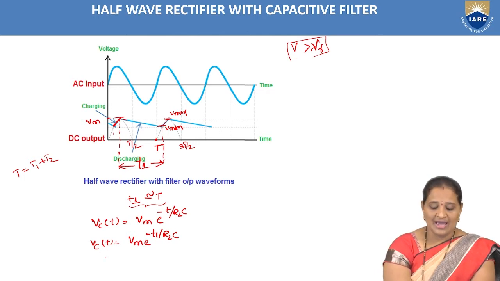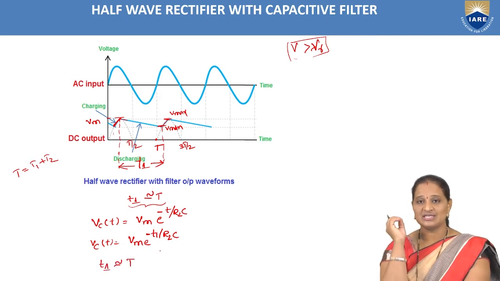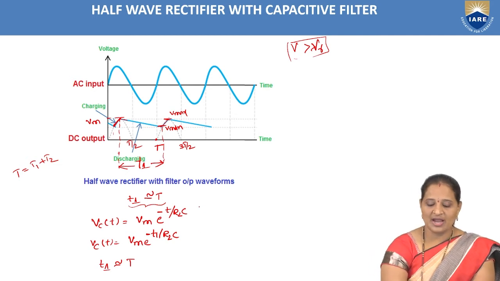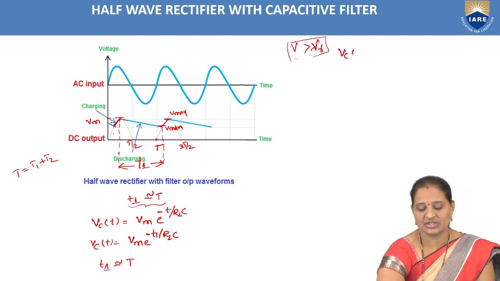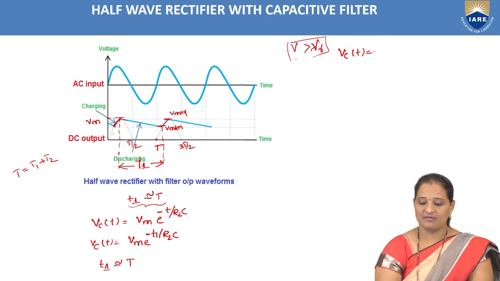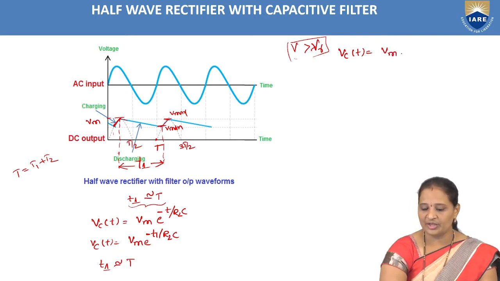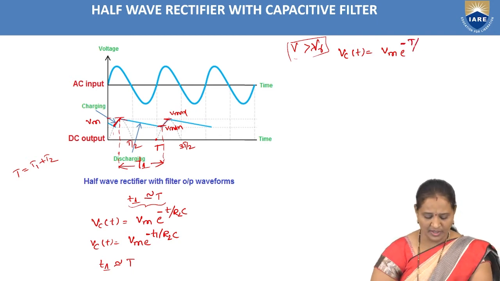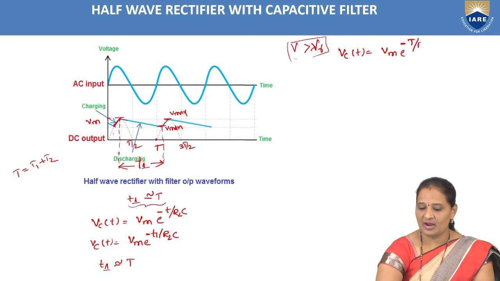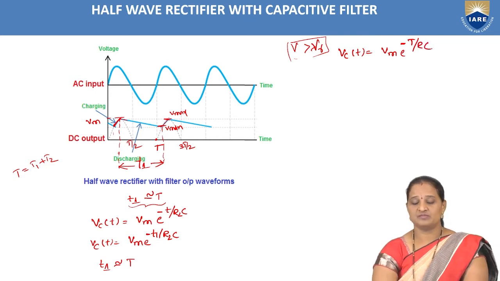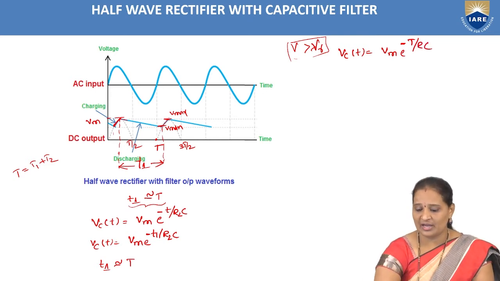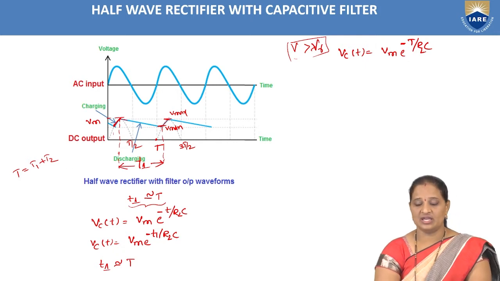Now, as I told you, T1 is approximately equal to T because the charging time constant is very small. In that case, the voltage across the capacitor Vc of t can be given by Vm into e power minus t by RL into C. So this is the equation.